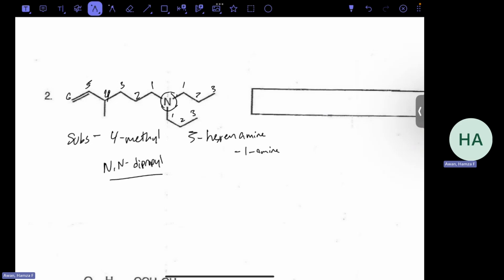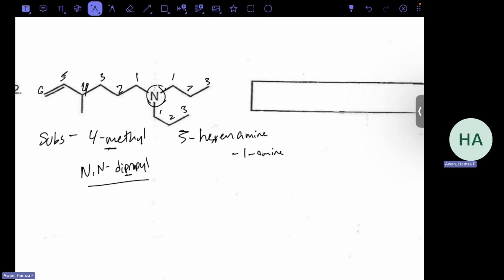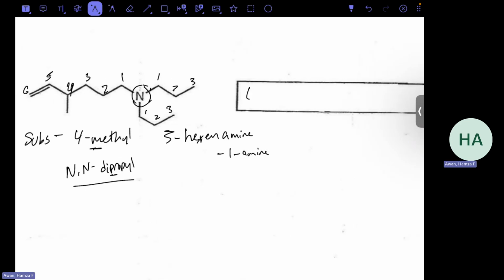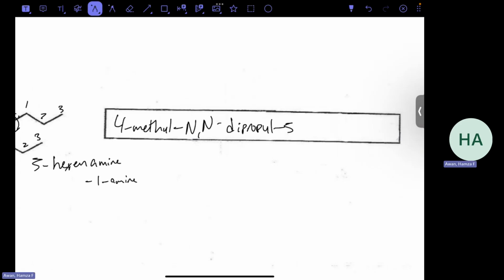Anyway, to put it all together, we'll start with the alphabetical order. M comes before P, right? We're not going to be using the di because it's just denoting how many of the propyls that we have. So we'll start 4-methyl-N,N-dipropyl-5-hexene-1-amine.